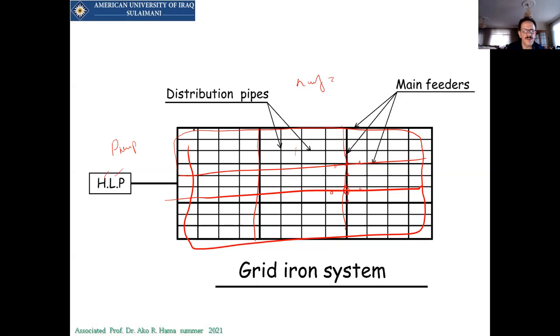For example, here, 1, 2, 3, 4, 5, 6, 7, 8, 9, 10, 11, 12, 13, 14, 15, 16, 17, 18. So we have 18 nodes. The exterior ones are two. There will be type one, this is two valves. Here we need three valves. Here we need four valves. So 1, 2, 3, 4, we have 4 times 4. We have 16 valves just for this region. And we have valves for the other ones. And by the way, the cost of the valves is very important to be considered during the design of any network.